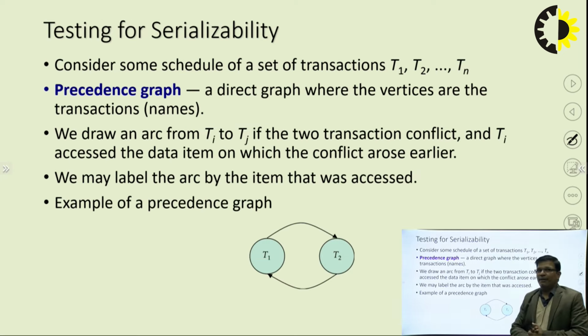Testing of serializability. Now we have to test whether the particular schedule is a serializable schedule or not. So we have to test it by making a precedence graph. The precedence graph should be acyclic. If the graph is acyclic, then we can say that this schedule is a serializable schedule. If it is a cyclic graph, then the schedule is not considered. So let's say, for example, if there is a schedule T1, T2, and this is a cyclic graph, so this should not be done.